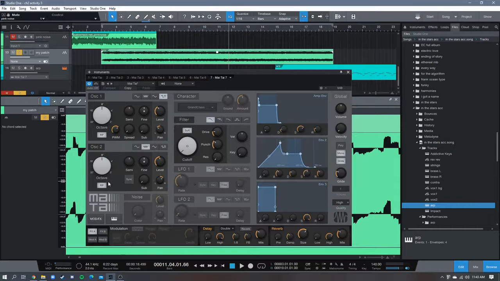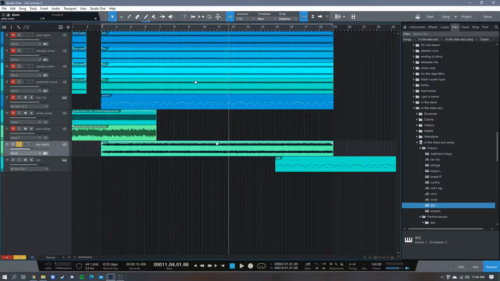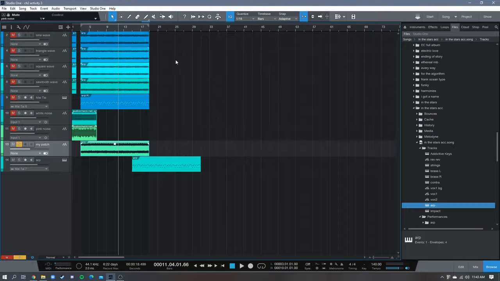I really love this plugin because of the multiple oscillators. I know they make ones with way more oscillators, but I'm good with 2 for now. Also, I'm good with not spending a ton of money on Serum.